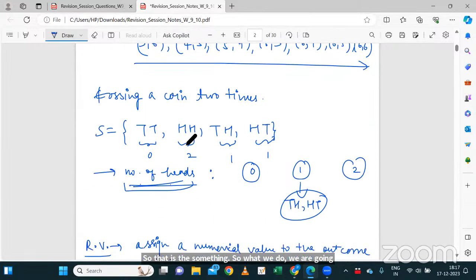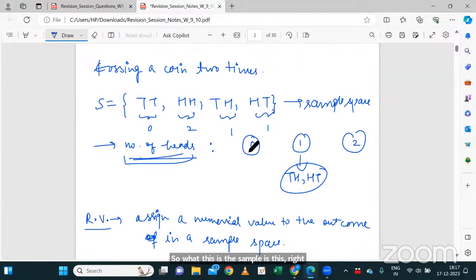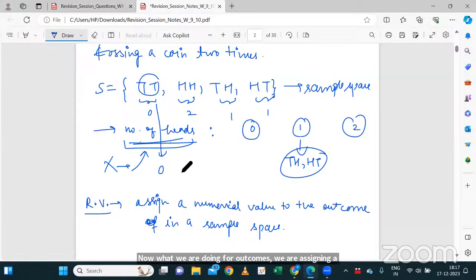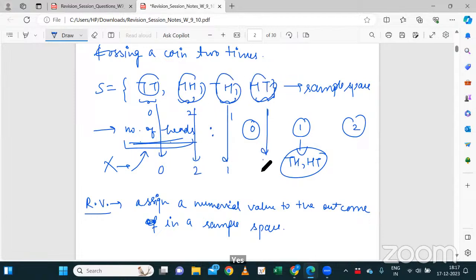This is the sample space, right? Now I will define a random variable, let's say X, as the number of heads. For outcomes, we are assigning a number, right? For this outcome, what will be the value? It will be 0. For this outcome, the value will be 2. For this outcome, the value will be 1. For this outcome, the value will be 1, right? So my X will take values 0, 1, and 2. Yes or no? These are the possible values, right? Are you getting my point?